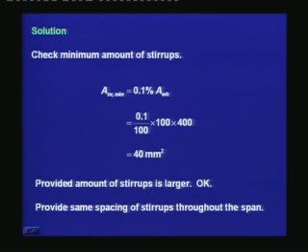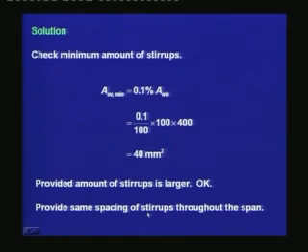There is another provision of minimum amount of stirrups, and we are checking that. In the absence of dynamic loads, ASV min is given as 0.1 AWH, where AWH is the horizontal section of the web for a distance of SV. The breadth of the web is 100, and the length that we are considering is SV, which is equal to 400. From this we get ASV minimum is equal to 40 millimeter square. The provided amount of stirrups, which is 100, is larger than ASV min, hence it is okay.